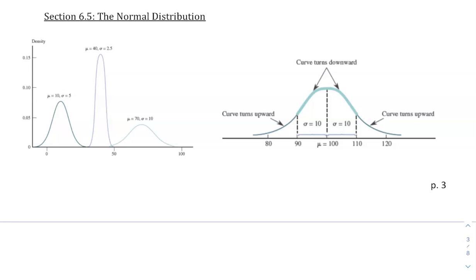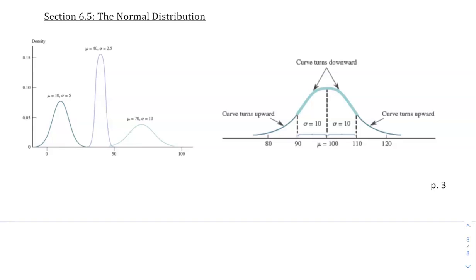So on the left, you see three different normal distributions. One centered around 10 with a standard deviation of 5. Then when the standard deviation goes to 2.5 in that second curve, we end up with a narrower curve, but it ends up being taller because we still have to have an area of 1. And if we can't have a wide graph, we have to have a tall graph.